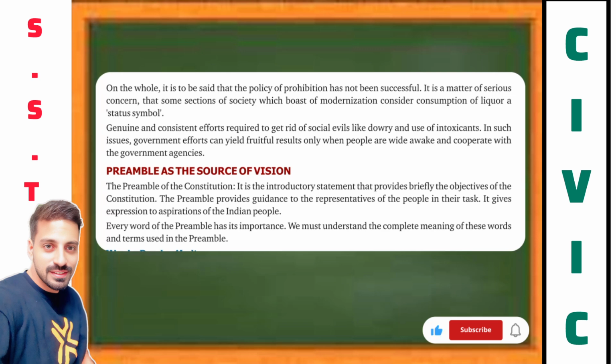The preamble of the Constitution is the introductory statement that provides briefly the objectives of the Constitution. The preamble provides guidance to the representatives of the people in their task. It gives expression to the aspirations of the Indian people. Every word of the preamble has its importance. We must understand the complete meaning of these words and terms used in the preamble.